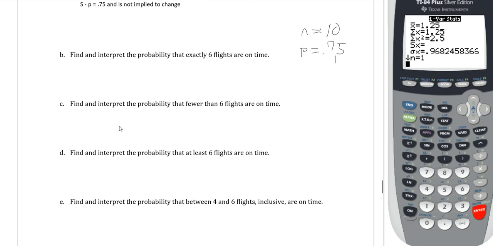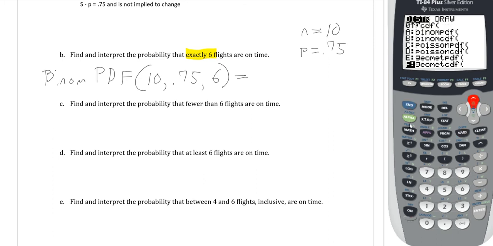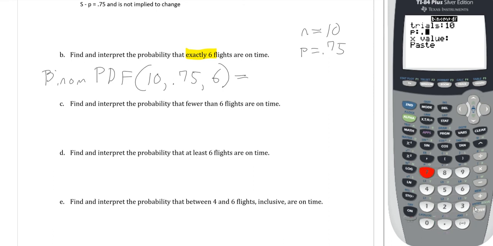Find and interpret the probability that exactly 6 flights are on time. Okay, well, exactly 6, since we're doing an exact probability, that means we can solve this by doing Binomial Pdf. Remember, Binomial Pdf is for an exact number of successes. For Binomial Pdf, we're going to put in the number of trials as 10. The probability of success is 0.75. And the number of successes we want is 6. So second vars, Binomial Pdf, and we put in those values. 10, 0.75, and 6.